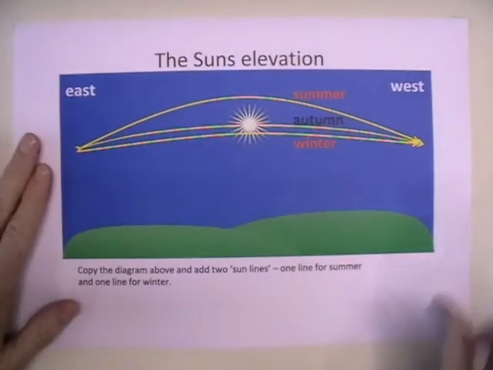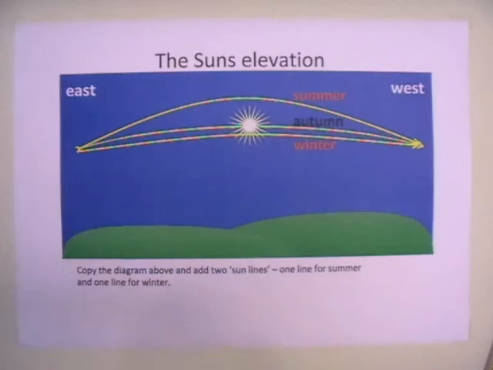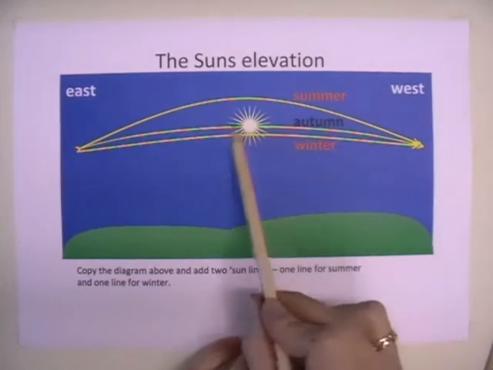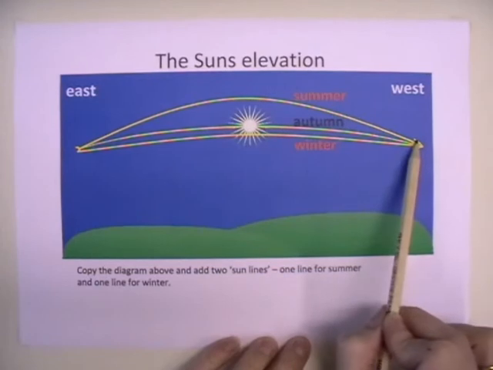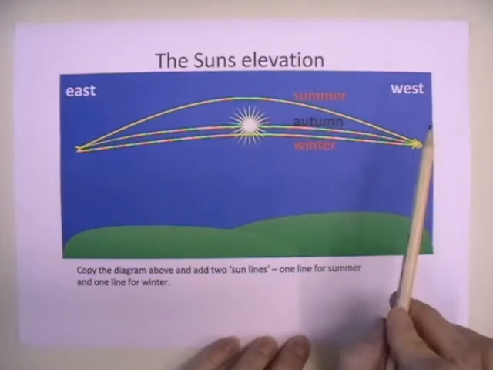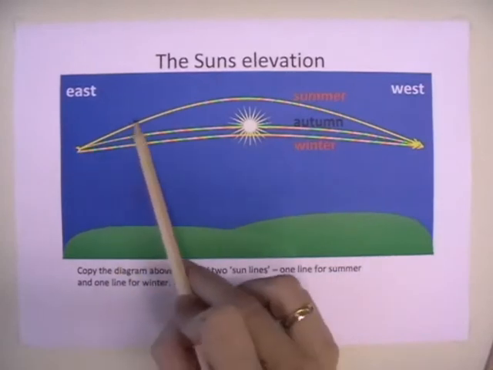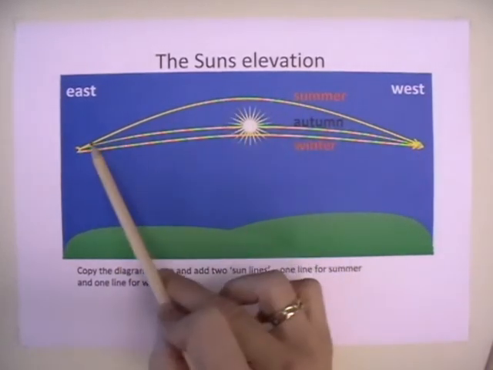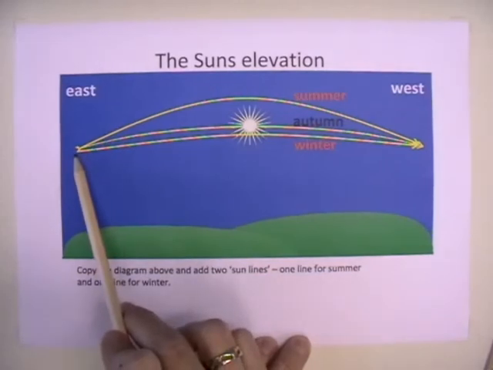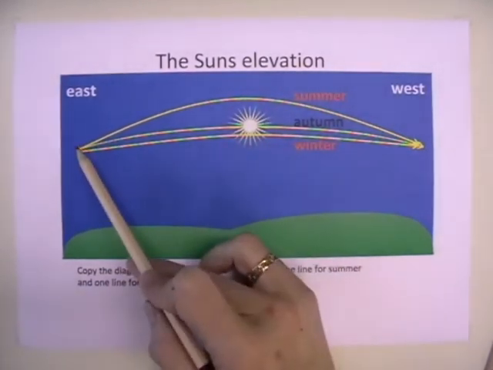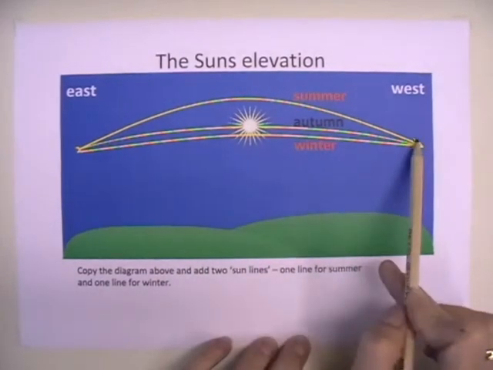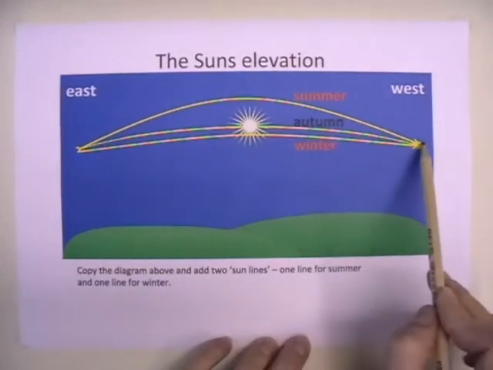The sun's elevation. The elevation of the sun is how high it is in the sky. During autumn and springtime, this middle line represents how high it is in the sky. But because it's much more concentrated on us in the summertime, we see it much higher in the sky. So the elevation is much higher. But in the wintertime, it is much lower in the sky. We call this the elevation of the sun. And so the sun's path from east to west, as we look at it, is much higher in the sky in the summer, but much lower in the wintertime.